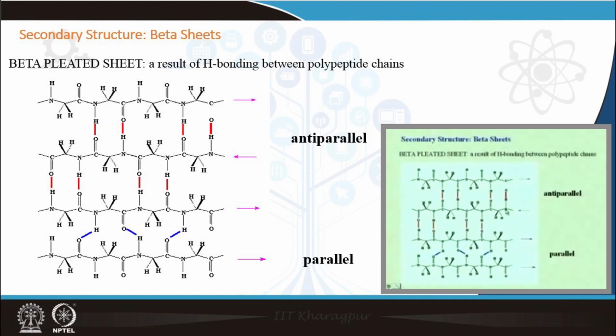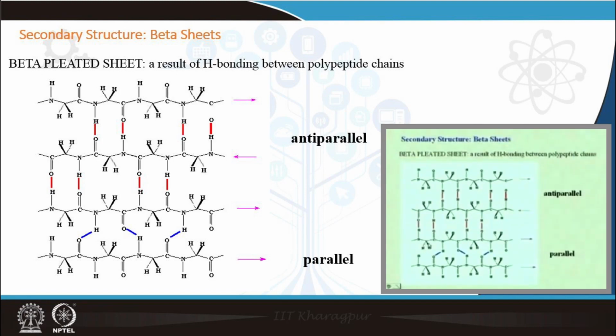What about the next one? If I go from here, I have N, C, C alpha. That's the wrong direction. What is my right direction? N, C alpha, C. That's my backbone, N, C alpha, C. So, what is the direction of my polypeptide chain? It's opposite to the previous one. It is anti-parallel.